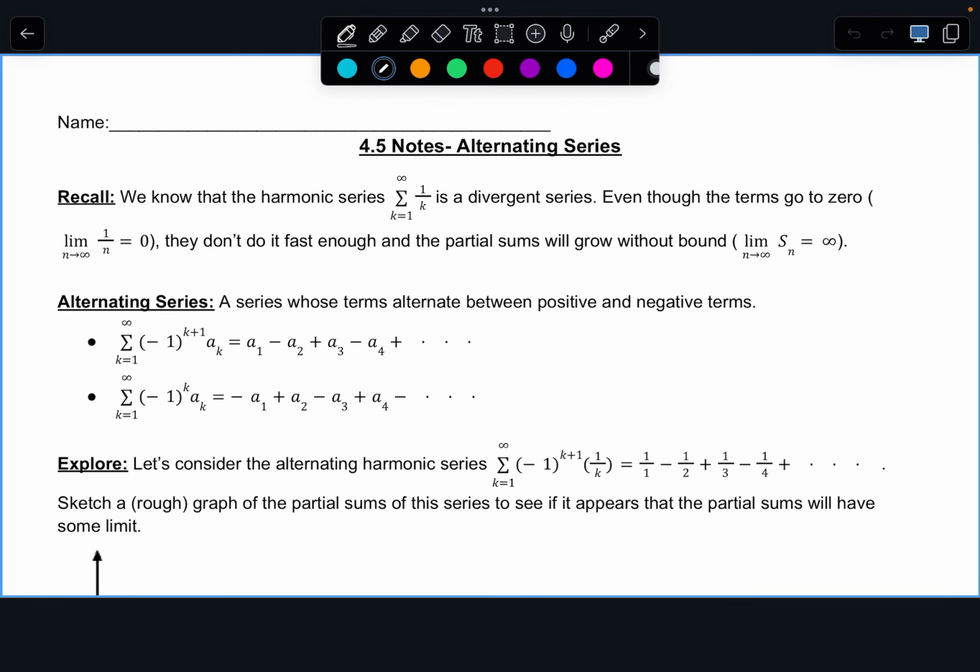Anywho, we know the harmonic series is a divergent series. Even though the terms go to 0, they don't do it fast enough, and the partial sums grow without bound. Okay, so that's just a refresher.